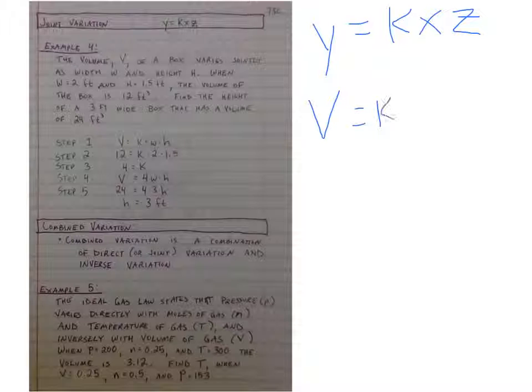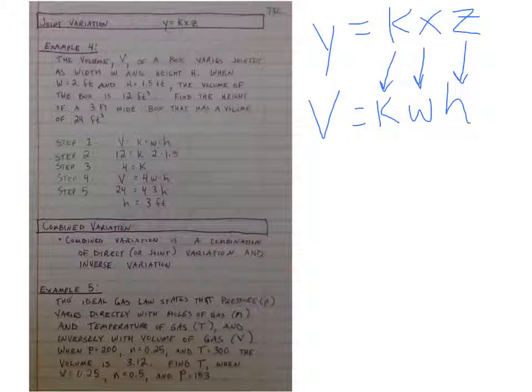varies jointly as width and height. So our k is our variation constant, and then the two variables w and h take the place of x and z. So what this is saying is as width goes up, volume will go up. As height goes up, volume will go up. And then if both width and height go up, volume goes up.